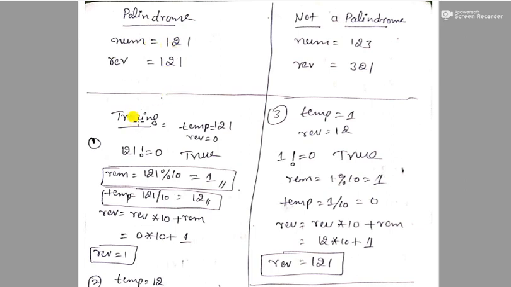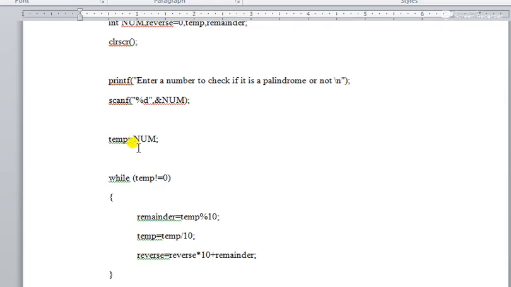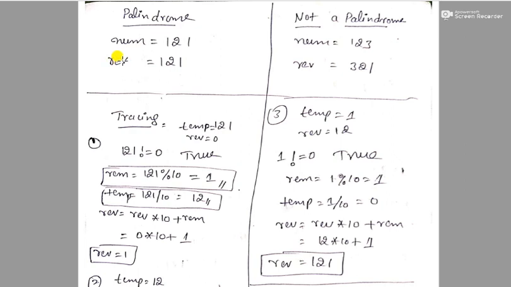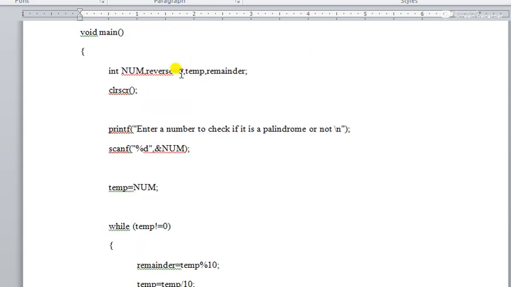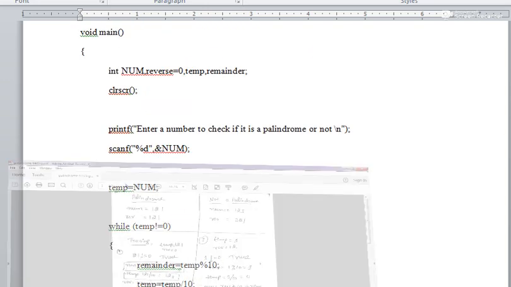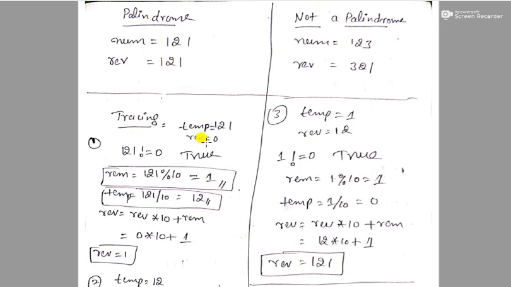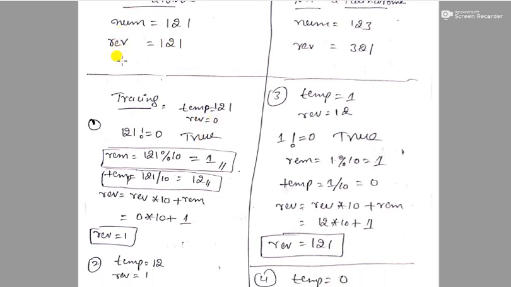In the first iteration, what is the temp value? This number is assigned to temp, as we already wrote in the program: num is assigned to temp. So in temp we have the num value. The reverse value we first initialize to 0, so reverse is equal to 0. Here I write it in short form, as rev for reverse. In the first iteration, reverse is equal to 0.